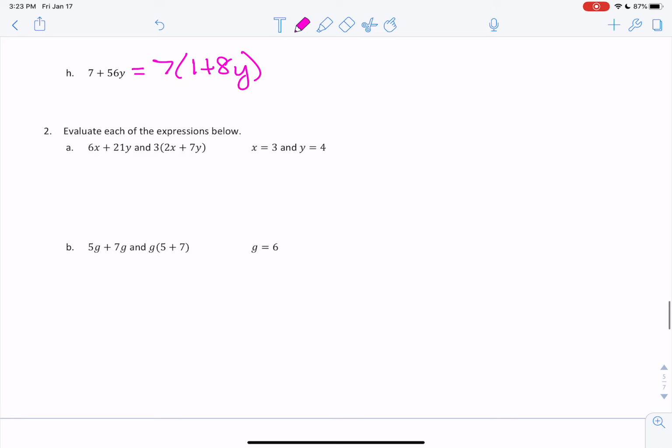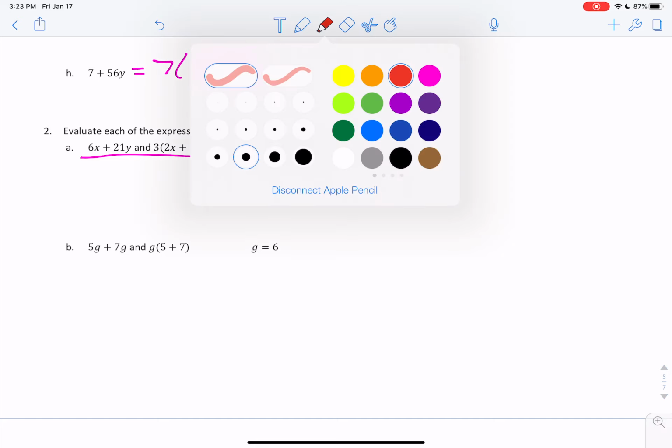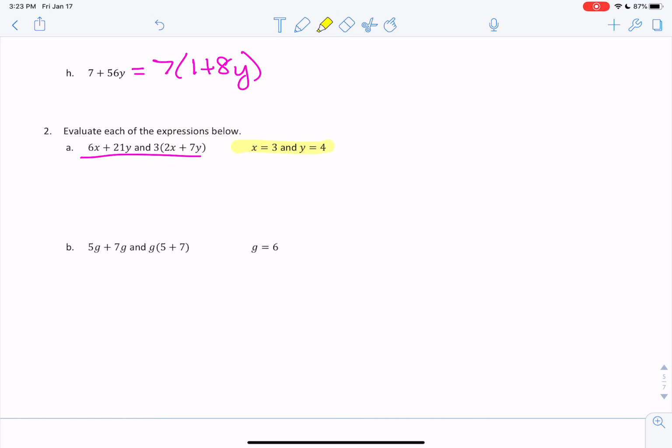All right, number 2, evaluate each of the expressions below. 6x plus 21y and 3 times 2x plus 7y, for x is 3 and y is 4. So these are equivalent expressions. One just, they factored out the greatest common factor, right, which is the 3 on the outside of the parentheses times 2x plus 7y. So they're the same thing. They just want you to practice solving when you have values for x and y so that you can see it does equal the same thing.